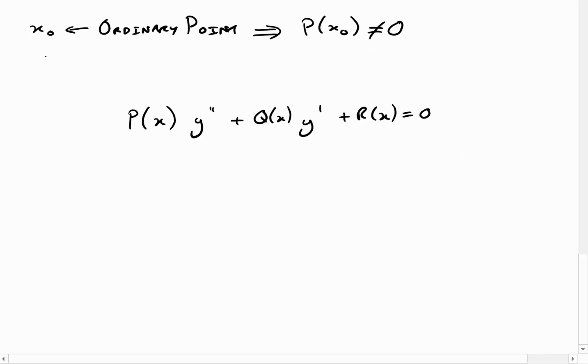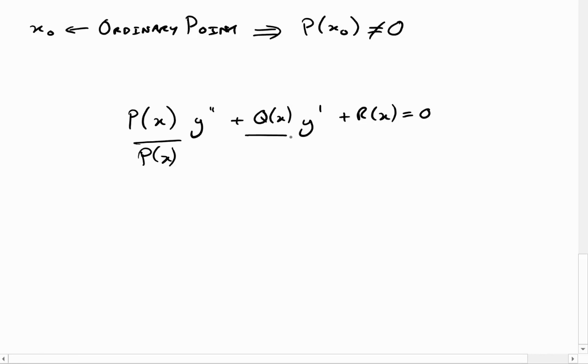Now, why is that useful? Well, if we divide through by p of x, because it's not 0, we can do that. Because of course, if it was 0, then we'd be dividing through by something which is 0, and anything divided by 0 is going to go to infinity. So then we'd end up with a problem. So if we divide through by our function p of x, because we're considering the differential equation around x naught, we can do this.